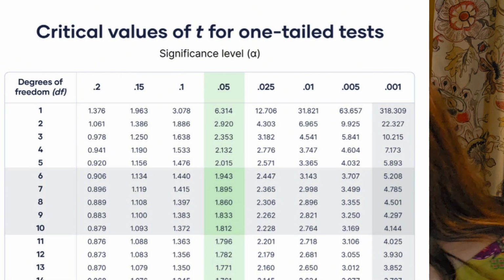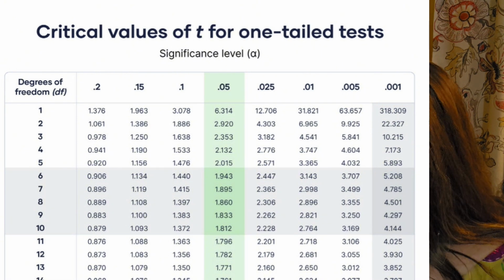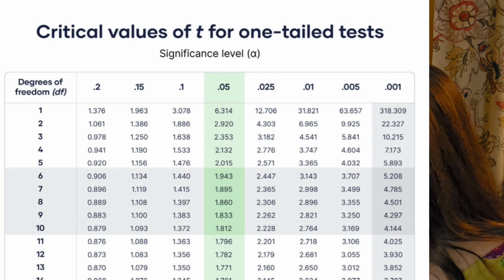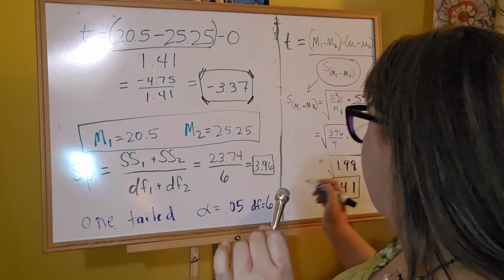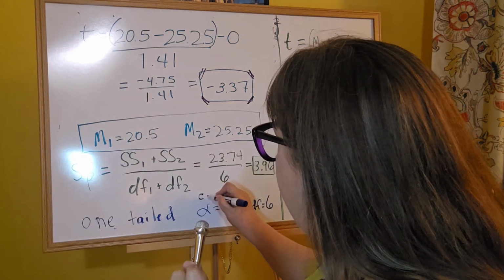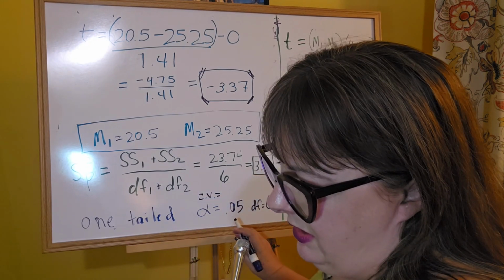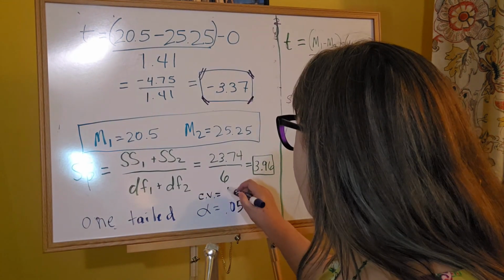And so I look in my table, I find degrees of freedom in the first column, and I find 6, and I go over to the column for alpha set to 0.05, and I see that the critical value, I'll put it right here, just because we need a space to put it. CV, critical value, equals 1.943.